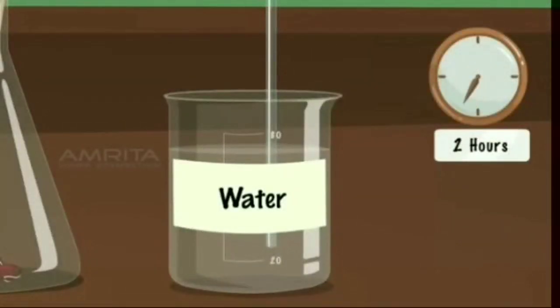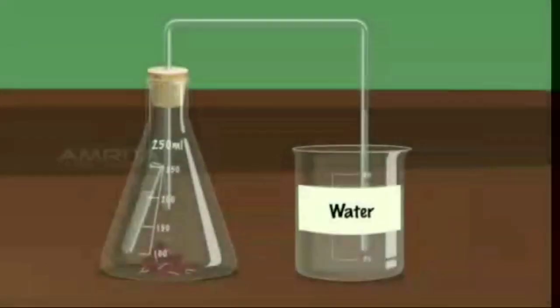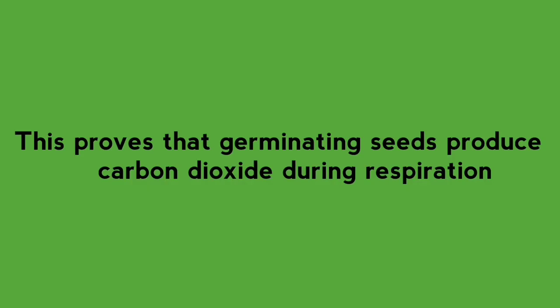Observation: what do you observe after 2 hours? It is observed that the water level in the delivery tube rises in the end dipped in the beaker containing water. Conclusion: from this we can conclude that the germinating seeds in the conical flask release carbon dioxide during respiration, which is absorbed by the potassium hydroxide. This creates a partial vacuum in the flask and the vacuum forces the water up the delivery tube. This proves that the germinating seeds produce carbon dioxide during respiration.